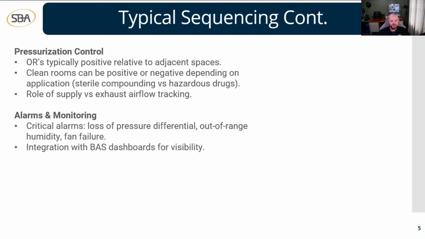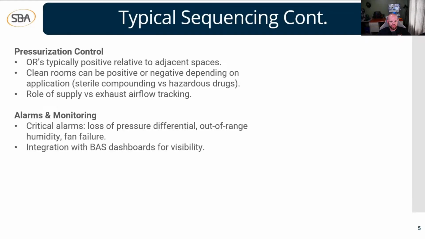An example here would be sterile compounding versus hazardous drugs. Hazardous drugs, you would want that to be a low pressure. You don't want any of those particles leaving the room if somebody opens a door. So that space would need to be a low pressure area. If we were doing sterile compounding, that would be vice versa of this. We would need high pressure for this.